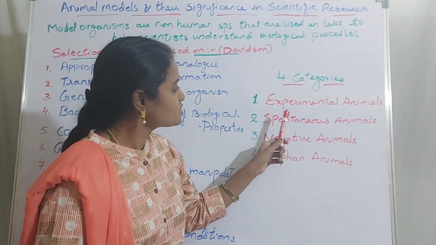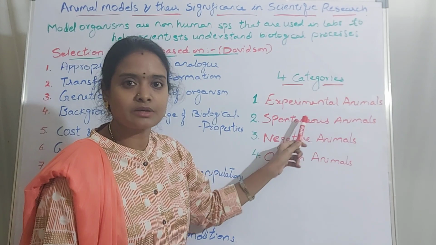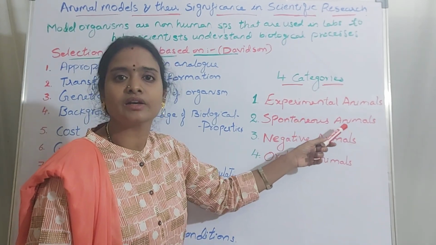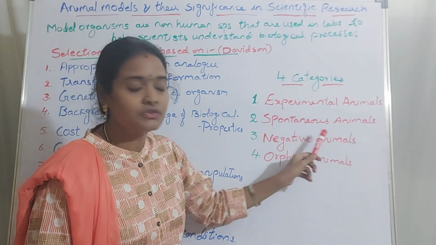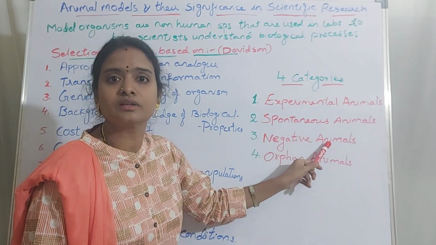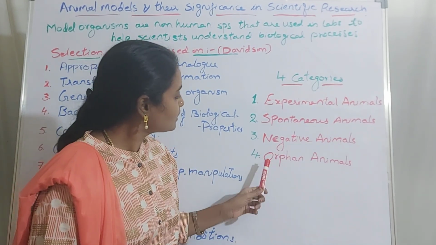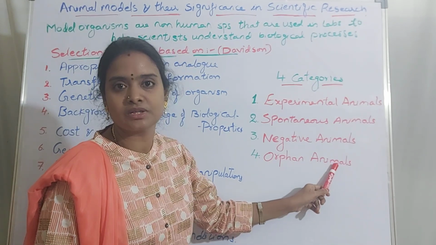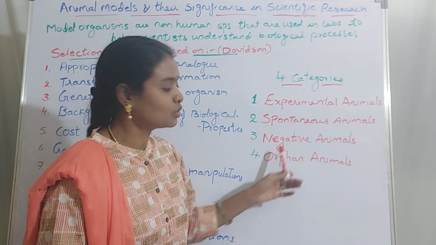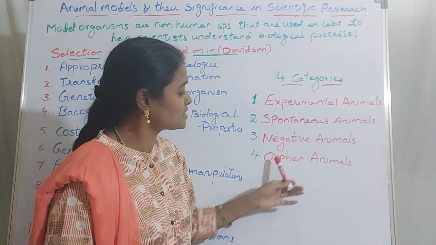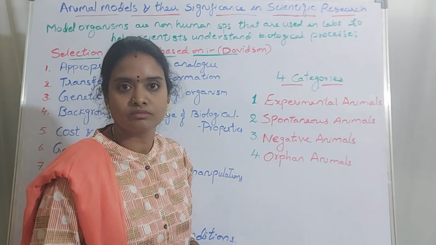The second one is spontaneous animals. That means these are naturally occurring animal models. Then the third one is negative animals, which do not react to any other conditions, right? Then last you have orphan animals. These orphan animals do not have any coexistence. Other coexisting animals are unknown, right?